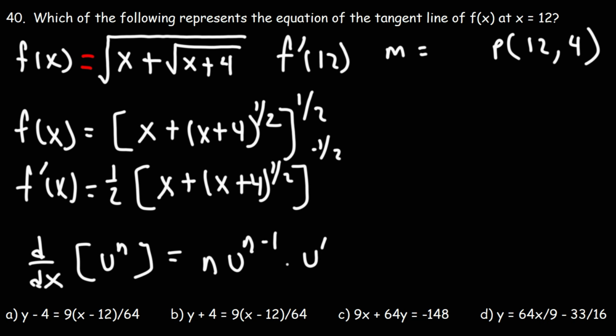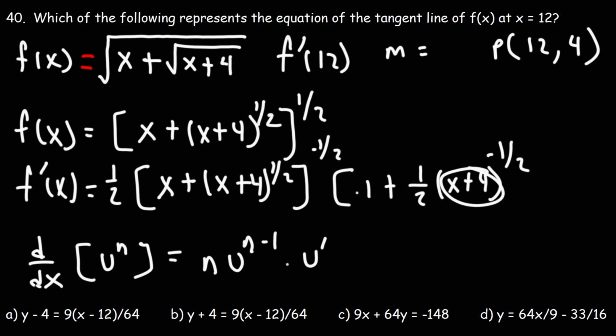Now we need to find u prime. U prime is the derivative of what's inside. The derivative of x is 1, and for the derivative of this, we can use this formula again. It's going to be 1/2 times x plus 4 to the 1/2 minus 1, that's negative 1/2, times the derivative of what's inside. The derivative of x plus 4 is simply 1. So that's f prime of x.